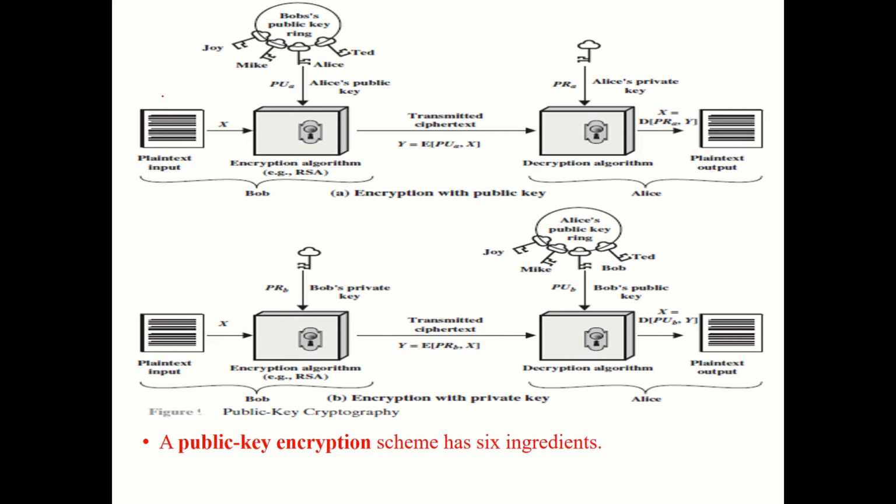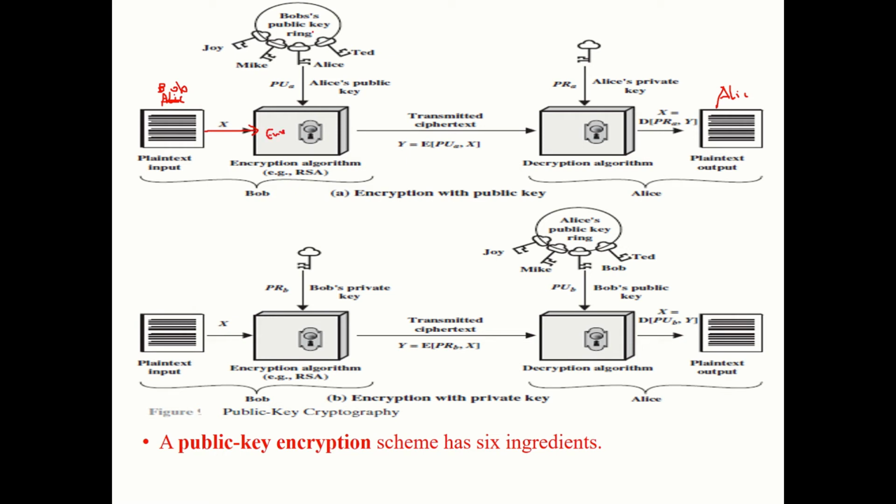If Bob wants to send a message to Alice, then that's what happens. So this is Bob, who wants to send a message to Alice, on the other side. This is the message. He puts it into the encryption algorithm. This is the encryption algorithm.